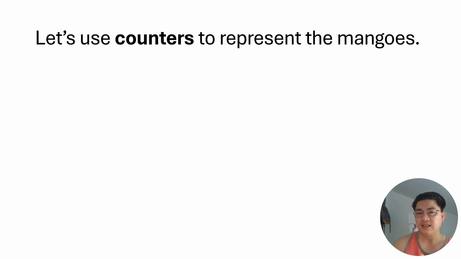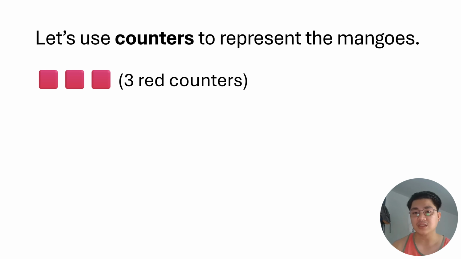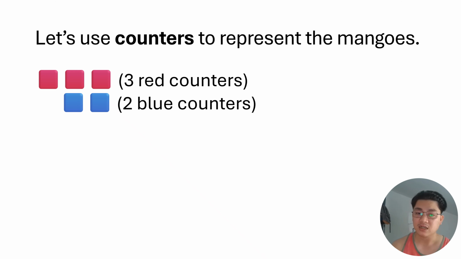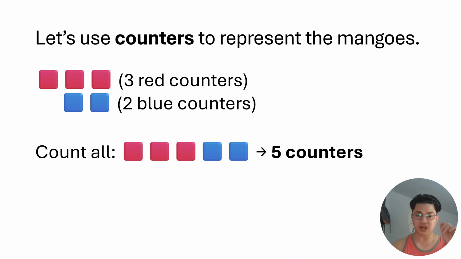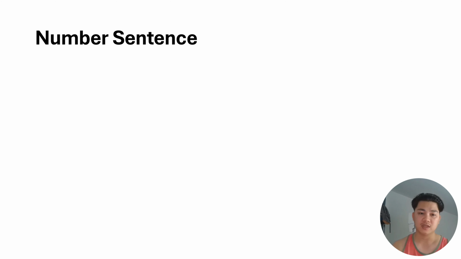So this time, let's use counters to represent the mangoes. So it will help us see numbers being added. So these are the mangoes of Mark, and these are the mangoes of her sister. So there are three red and two blue counters. So how many counters all in all? So there are five counters all in all, which represents five mangoes all in all. So this helps us see the numbers being added, so that we can write its number sentence.